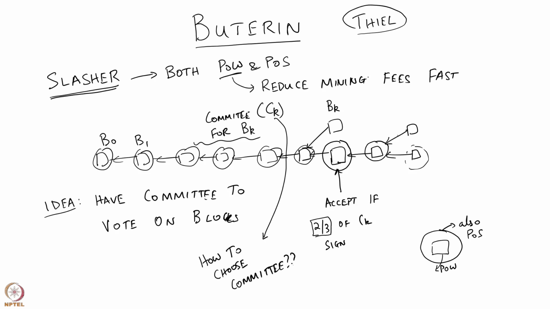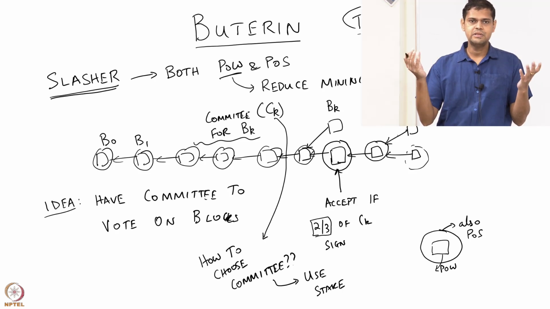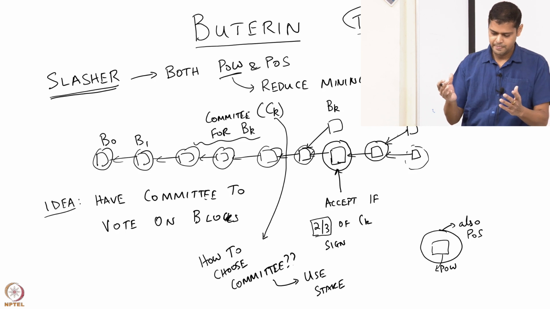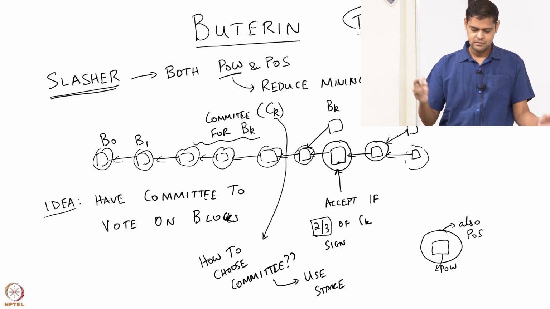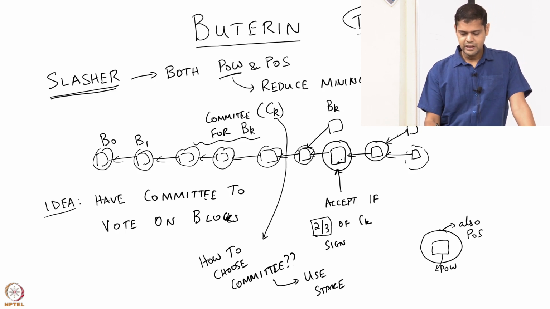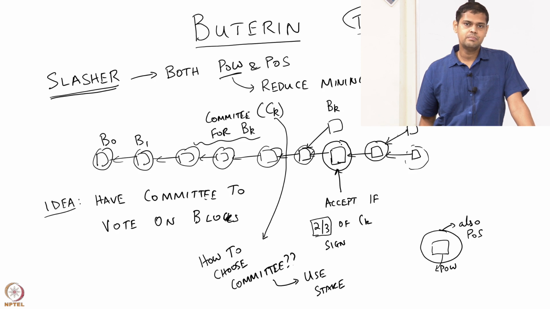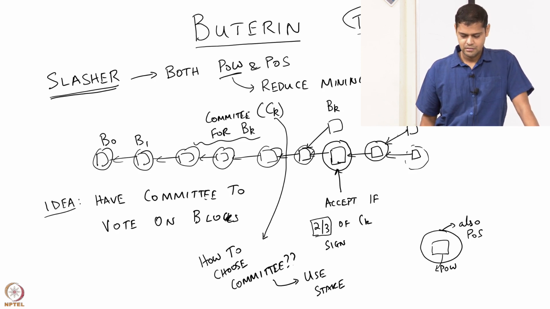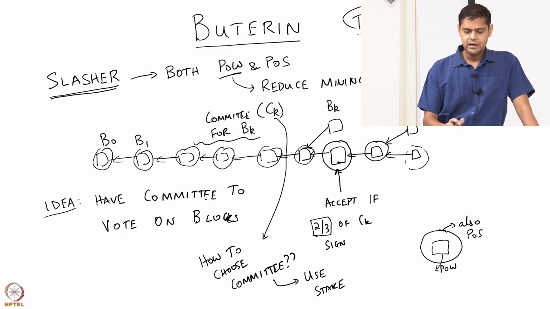We have to have some sort of a mechanism, and Buterin's idea is to use stake. Depending on the amount of stake you have, you can get elected to this committee. Let's say that we want a committee of size 15, and we have something like the proof of stake puzzle that we had earlier, but we're going to use that to decide who is going to be in that committee CK. Let's say we choose 15 people. Now if 10 of those actually sign a block at this particular position, then that block is accepted. And as time progresses, we elect newer and newer committees for the various blocks.